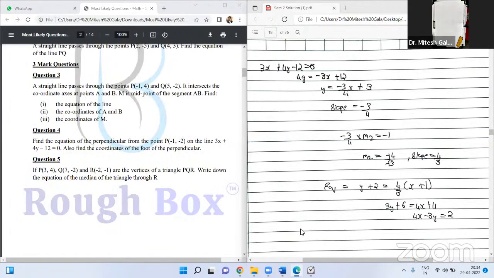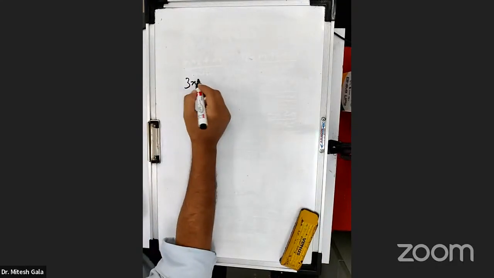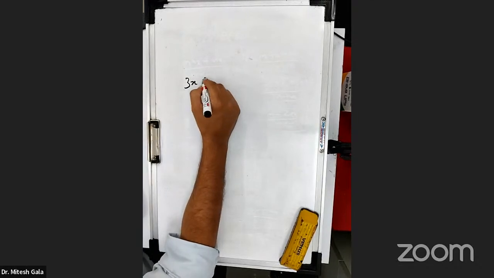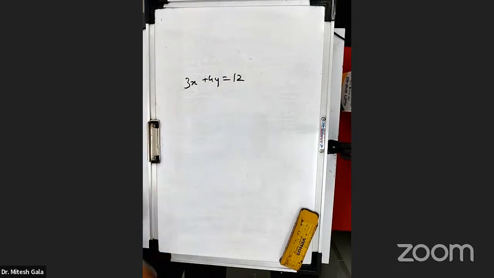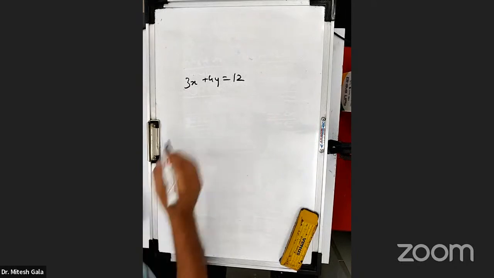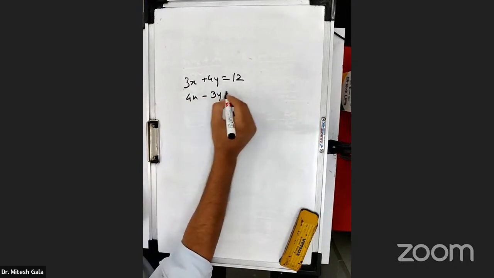So it's not done in the PDF. Let me just show it to you and also tell you what the coordinates will be. One second. So your equation is 3x plus 4y is 12, that's one equation. The coordinates are 2, 2. And the second equation we got by solving is 4x minus 3y is 2.